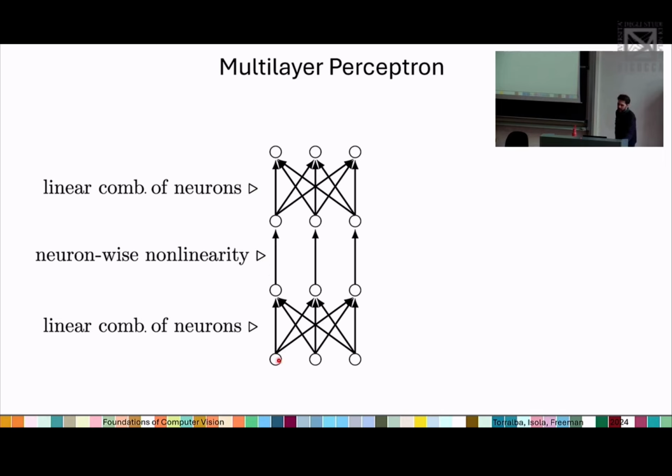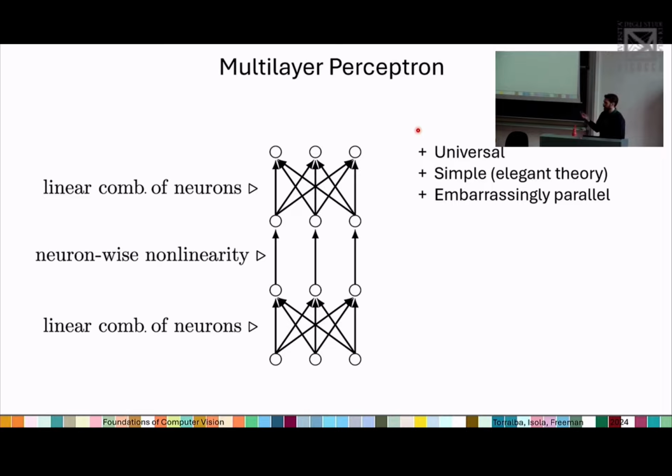So what it does is take a linear combination of neuronal values, apply a nonlinearity to each individual number, and then again do the same. That's universal, simple. There's an elegant theory that says this can generalize a lot. We said it's a universal approximator, and it's super parallel. That's good for computation.